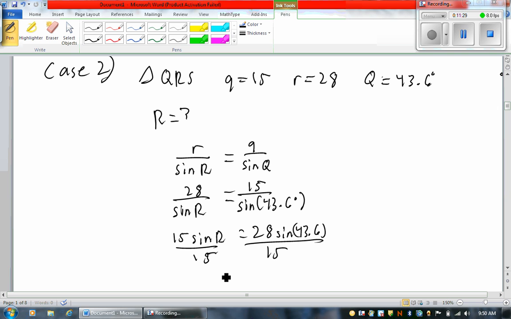And we get that the sine of R is approximately equal to 1.2873. And we should have some lights going off in our head here. Sine, if you remember, can't be greater than 1. So since sine is bigger than 1, this actually has no solutions.